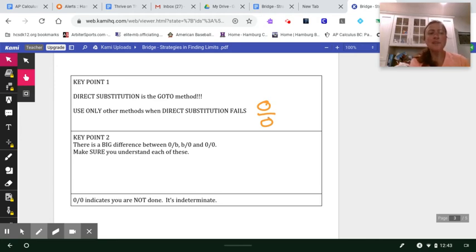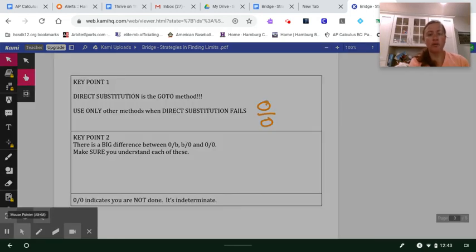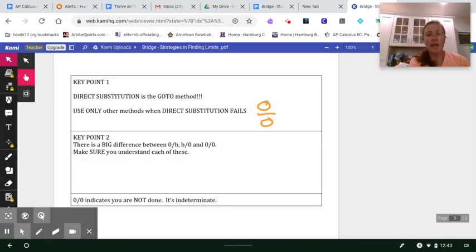Key point number 2: there is a big difference between 0 over a number, a number over 0, and 0 over 0. Make sure you understand each of these. I feel like I'm saying the same thing, but it's really important we understand that 0 over 0 indicates you are not done. It is indeterminate and you need to try another method.